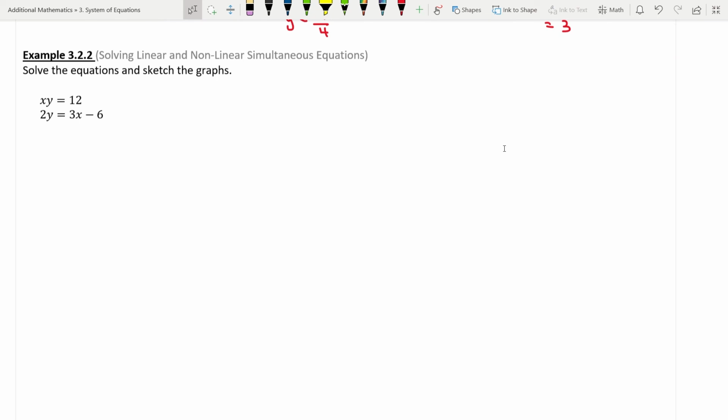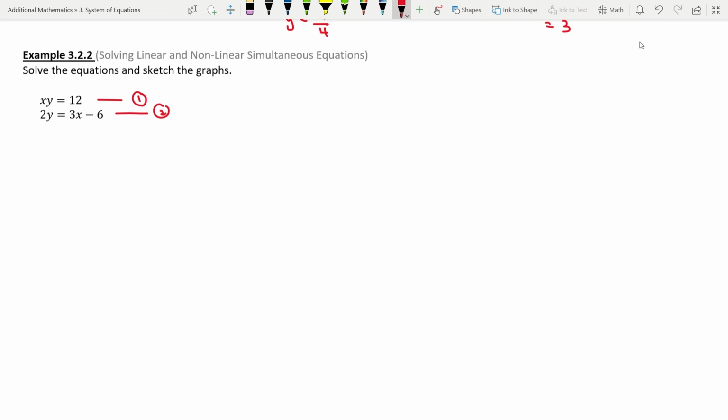Now let's look at example 3.2.2. Solve the equations and sketch the graphs. We are given two equations. The first equation, xy is equal to 12, equation number 1. And the second equation, 2y is equal to 3x minus 6. We let it be equation number 2.